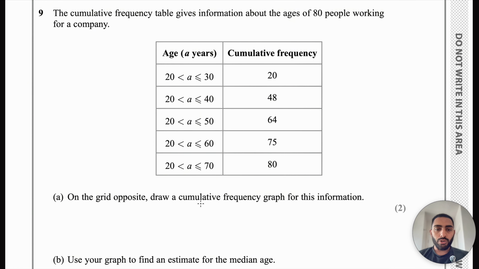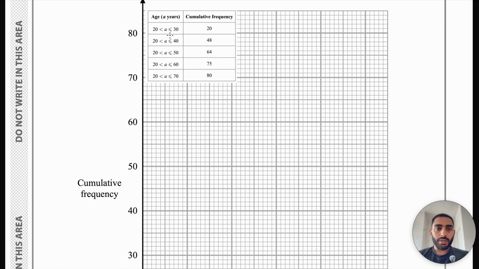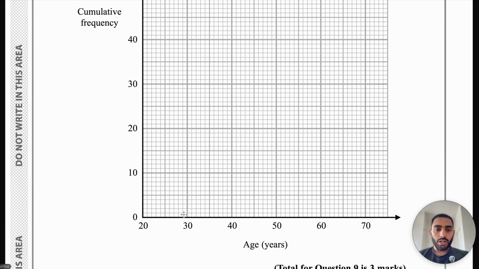Question 9. The cumulative frequency table gives information about the ages of 80 people working for a company. On the grid opposite, draw a cumulative frequency graph for this information. So I've got the table over here. Because it's a cumulative frequency graph, I need to plot it at the end point of the grouped frequency. So I'm going to plot it at 30 and 20 for my first one. So go along to 30 and up to 20.